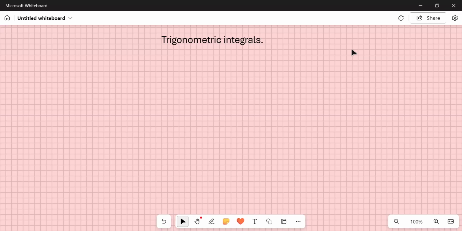Hello everyone. Today we are going to talk about trigonometric integrals. And we're going to start with something very simple. I'm just going to consider several examples which are going to help us make substitution easy when we deal with lots of trigonometric integrals. We're going to start with example number one.